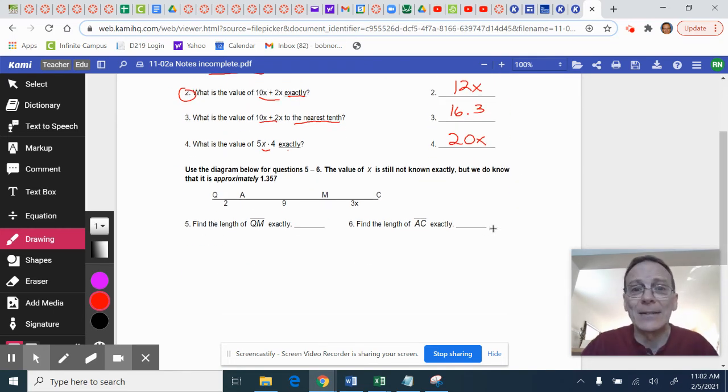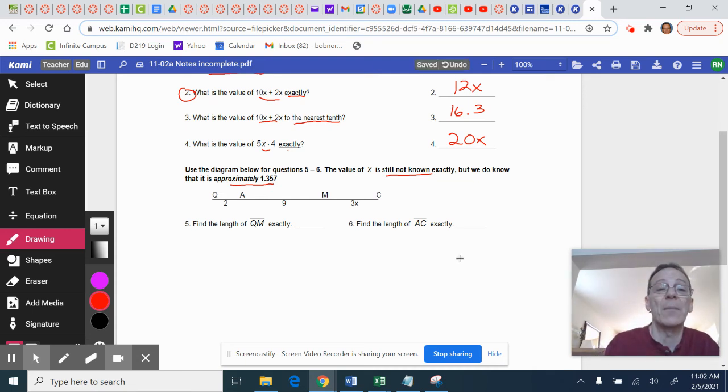All right, let's apply this idea to some unbelievably simple geometry here. Got a diagram here. It says for questions 5 and 6, the value of x is still not known exactly. Still, it is approximately 1.357. So find the length of QM exactly. Well, here's Q, here's M. The length of that segment would be this 2 plus that 9, 11.